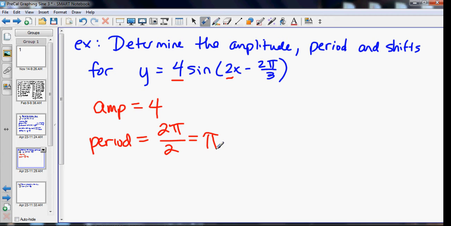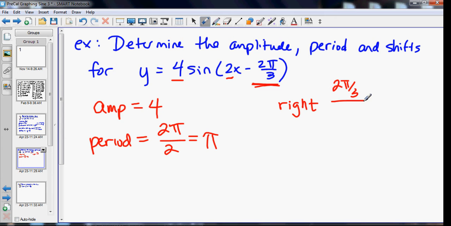And to figure out how far we're moving to the right, we do C, 2 pi over 3, divided by B, which is 2. So I know it's your favorite, dividing fractions and all that. We need to treat this like a fraction over a fraction. And to divide by a fraction, we have to multiply by the reciprocal. Well, if you notice, the 2's cancel out. So on top we have pi, and on the bottom we have 3.